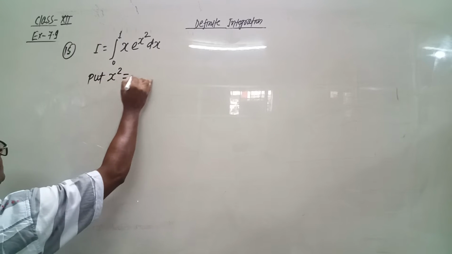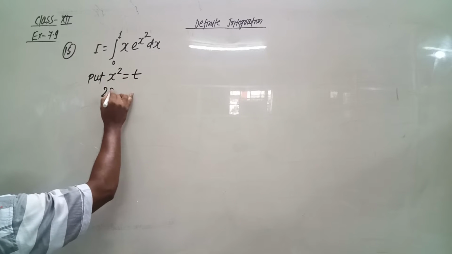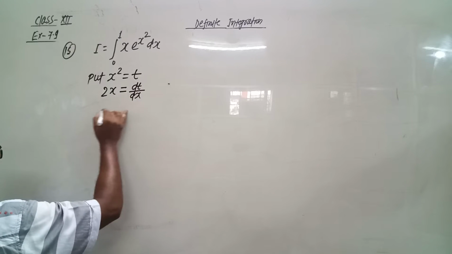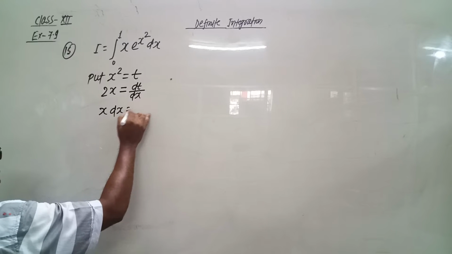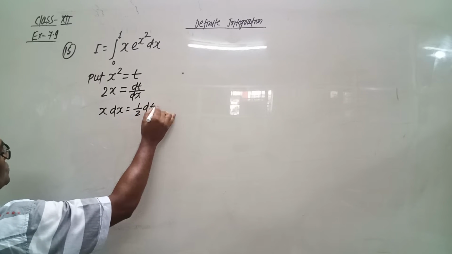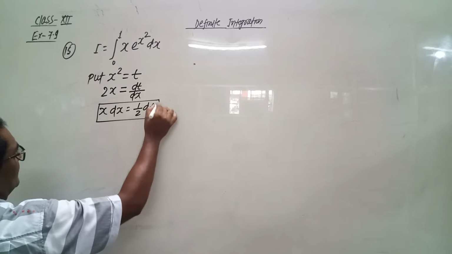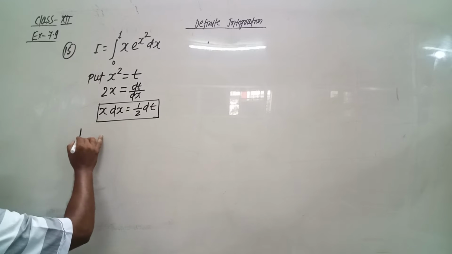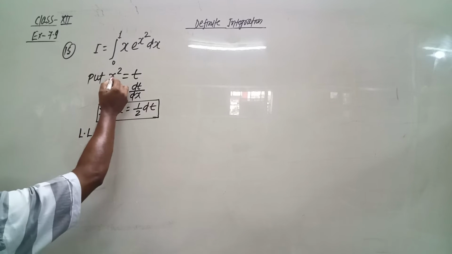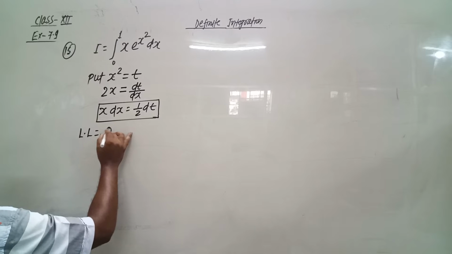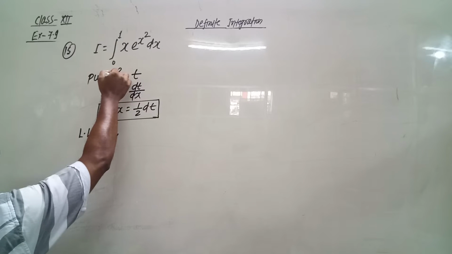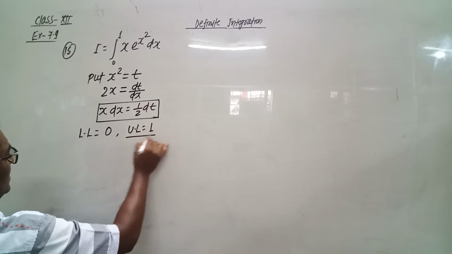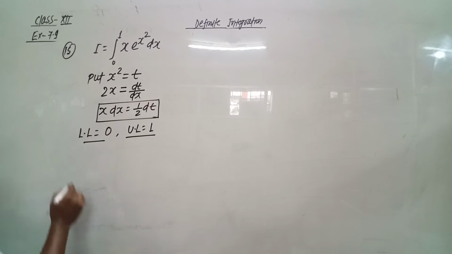x square equals t and differentiate both sides with respect to x. So 2x equals dt by dx, and x dx equals 1 by 2 dt. Now the limits. For the lower limit we put x equals 0, so the lower limit becomes 0, and for the upper limit we put x equals 1, so it is 1. So the limit remains unchanged.